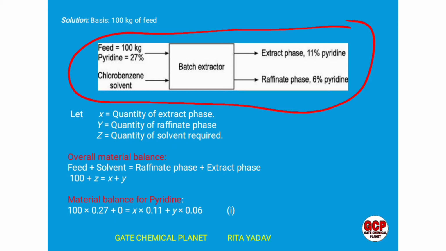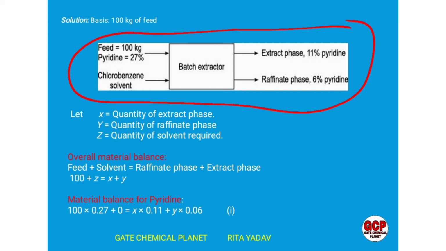Okay, so on the basis of the given information we have drawn the block diagram first, and then we have written all the information given in the question. So now we will write down the overall material balance. In the overall material balance we have feed and solvent as input, and raffinate phase and extract phase as output. So input equals output. We will write feed plus solvent equals the raffinate phase plus the extract phase.